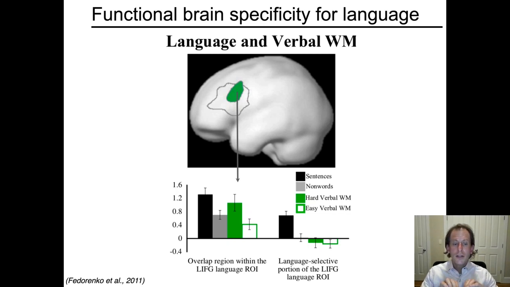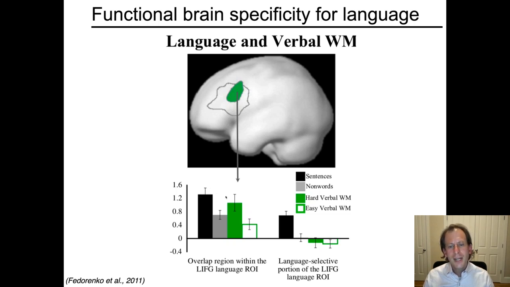In particular, in this area in the left inferior frontal gyrus that's illustrated here, there are areas that are sensitive in ways to not only the sentence non-word difference, so sentences evoke more response in these regions than non-word sequences, but also to the difficulty of a verbal working memory task. When the verbal working memory task is hard, it seems to evoke more activity in those parts of the brain, just in the same way as sentences do as well.